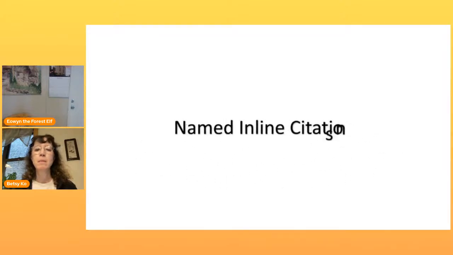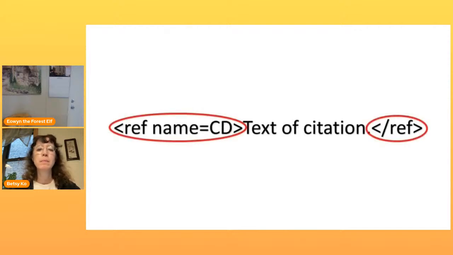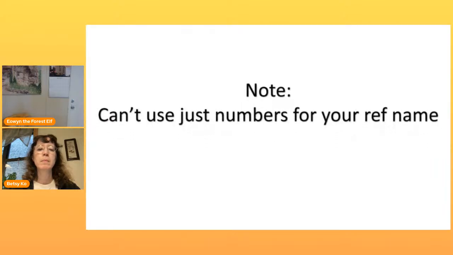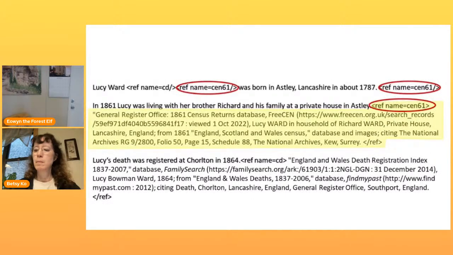Named inline citations. They're a lot like inline citations. The only difference is that you're going to give it a name. When we create a name for a citation, generally 2 or 3 letters normally works quite well, or a combination of letters and numbers, but you won't be able to use just numbers. So 1, 2, 3 will result in an error message. Making use of named inline citations will allow you to use that same source within that same biography multiple times.